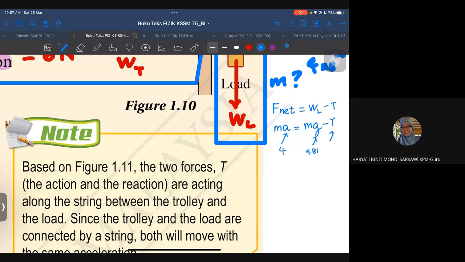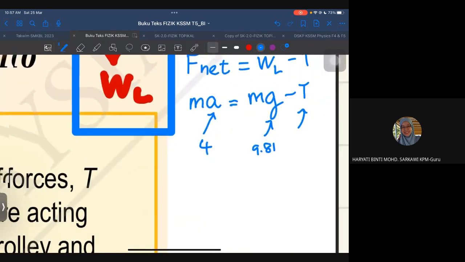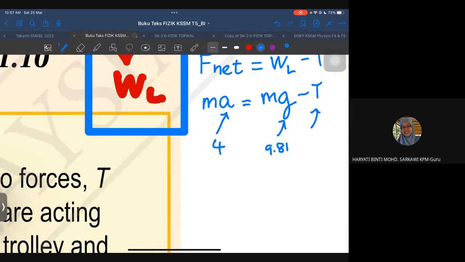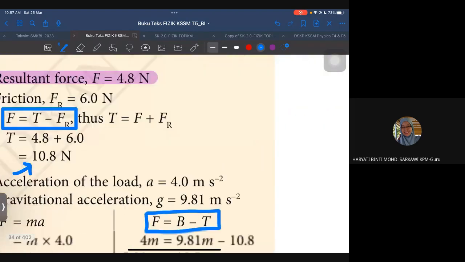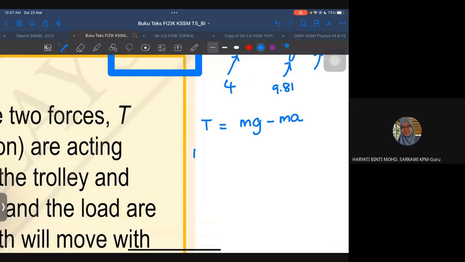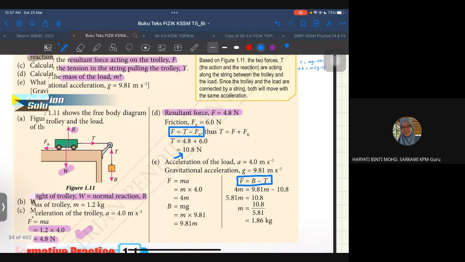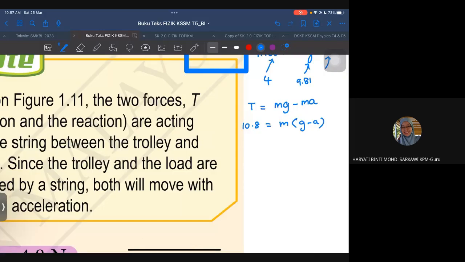Okay. Because the rest is mathematics. Or I can do it like this: I can bring MA to the left. So it means that T equals MG minus MA. Alright, so T is 10.8 equals M, I bring it out, so G minus A. Put in the values. So 10.8 equals M, G is 9.81, A is 4. So you calculate your M.